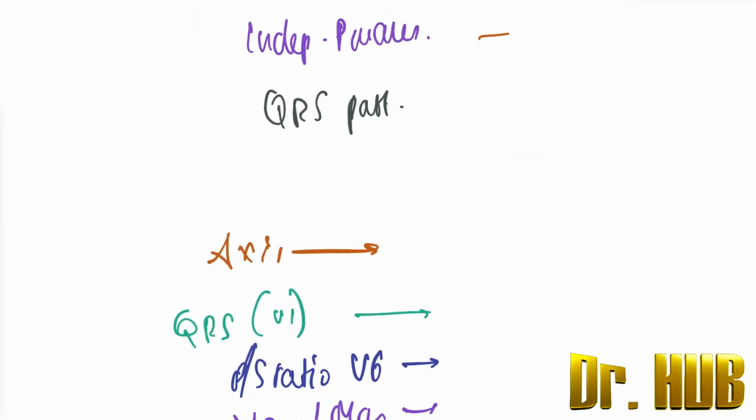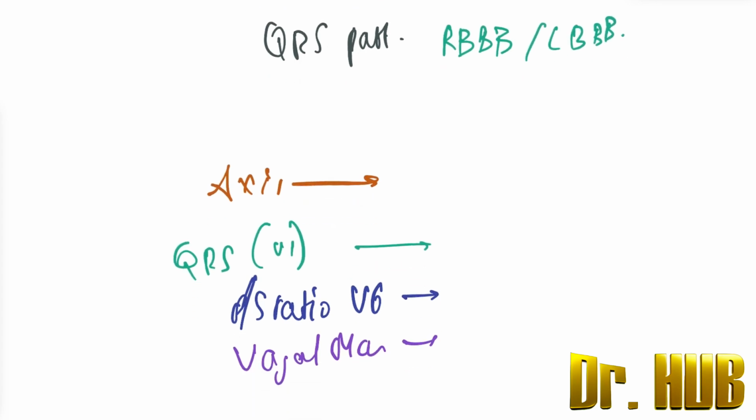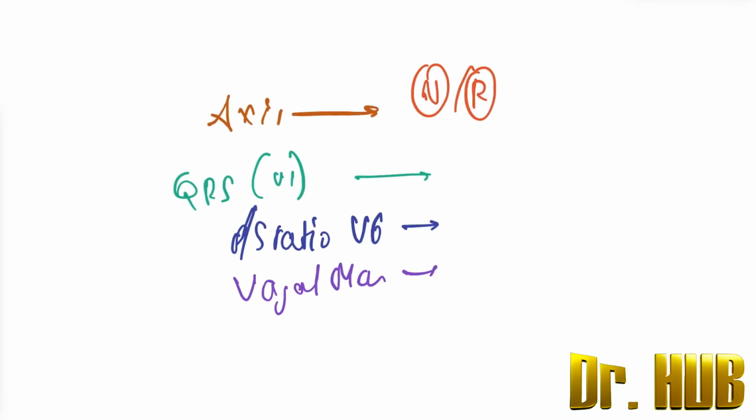If you see the QRS pattern, it resembles that of the RBBB and also the LBBB. Now how is the axis? The axis can be normal or it can be towards the right. Talking about the QRS morphology in V1, this will be triphasic, whereas in VT it was monophasic.